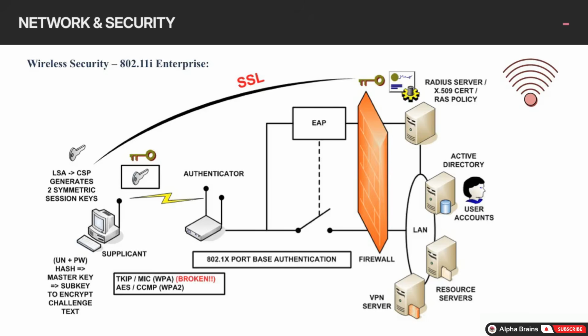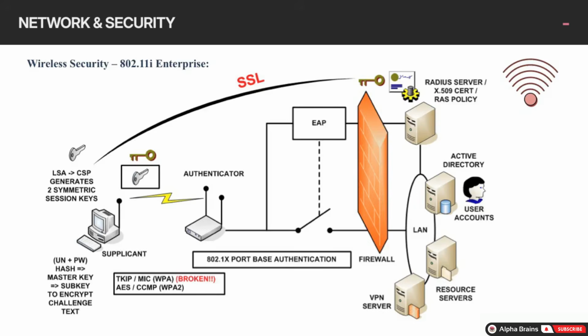So the access point will now close that switch that we talked about. This is the 802.1X port-based authentication. We'll close that switch and allow that client to communicate with the LAN-based resources, actually flowing data back and forth between the client and the resources.